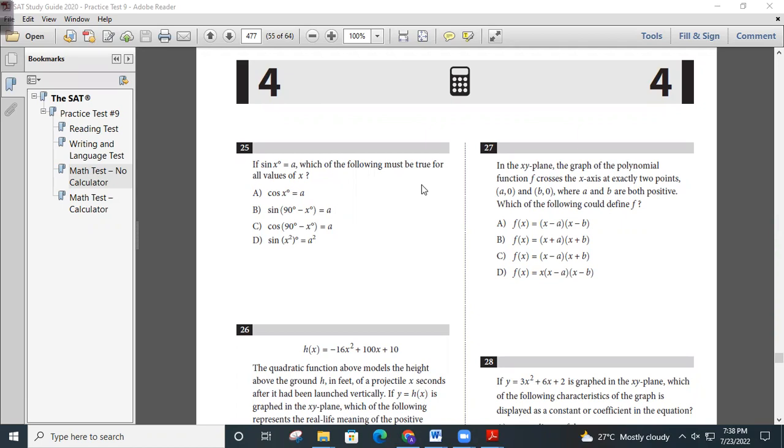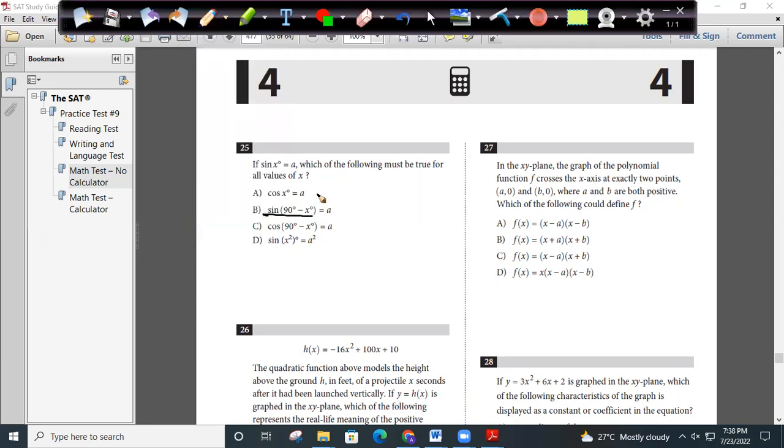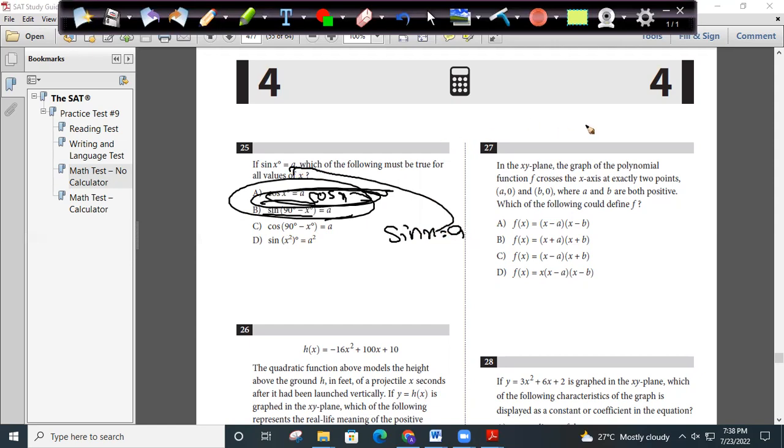If sin x is a, cos x need not be a. Sin 90 minus x is again cos x. Option A and option B are same. Sin 90 minus x is cos x. If anyone is marking A and B, they are not putting in their efforts. Sin 90 minus x is also cos x. Cos x is equal to a. Both are same options, meaningless. Cos 90 minus x is sin x is equal to a. That is what the question is saying. If sin x is equal to a, which of the following must be true? Cos of 90 minus x is equal to a. So definitely the answer should be C.